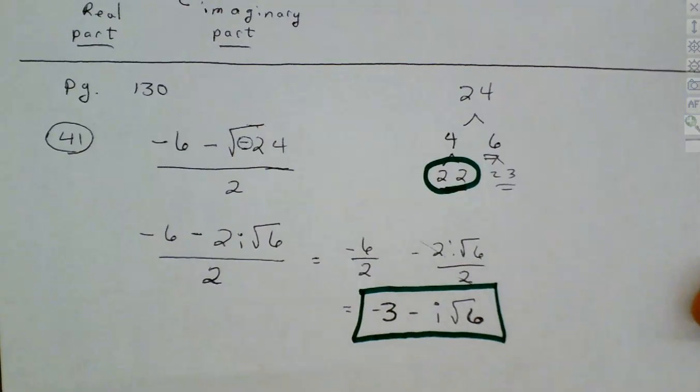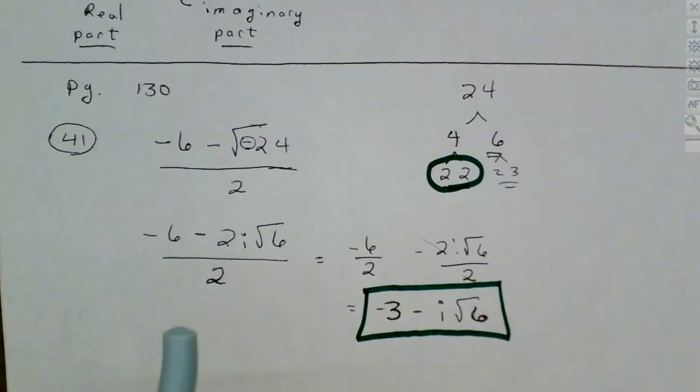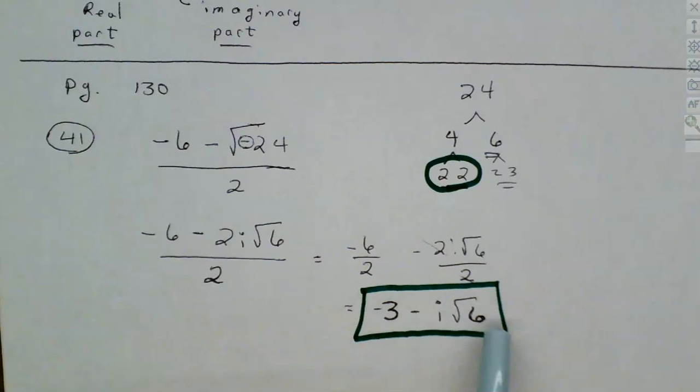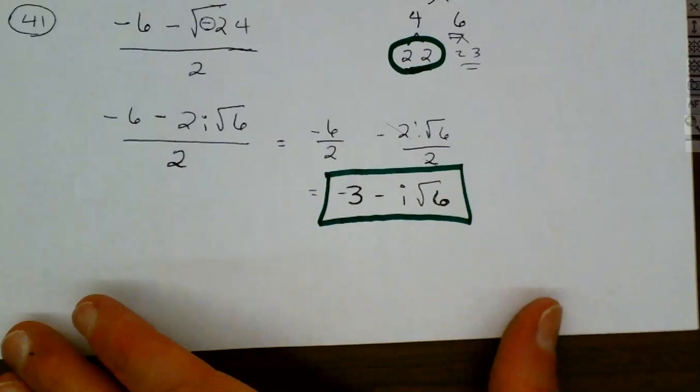The real part is first, the imaginary part behind it. Now, normally what I do is I put the i in front of the root. The reason why I don't put it behind is students would then think that it's part of the root. So I always put the i, the imaginary part, in front of the square root.